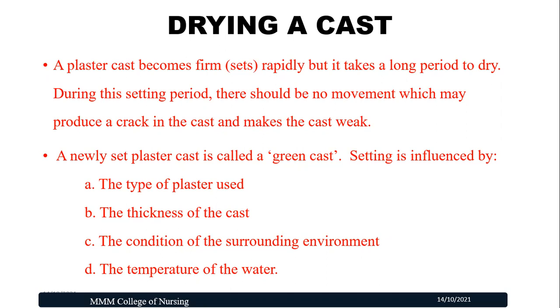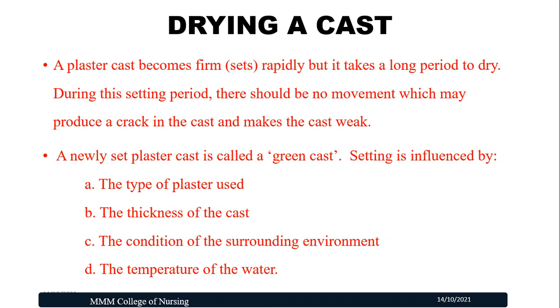A plaster cast becomes firm, that we call as the setting of the cast. The set takes place very rapidly, but it takes longer time to dry. During the setting period, there should be no movement of the body part. If there is any movement, that may produce a crack in the cast and make the cast weak. The cast will not serve its purpose. A newly set plaster cast is called the green cast.